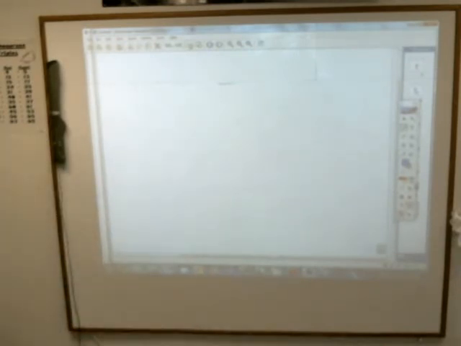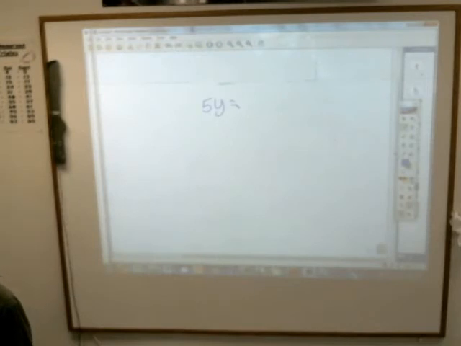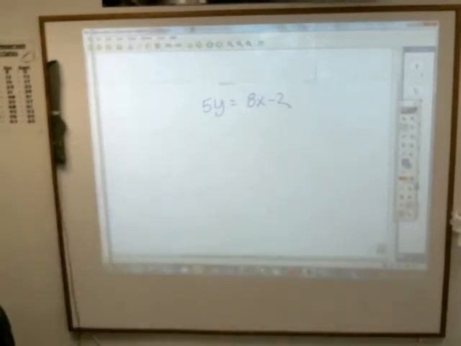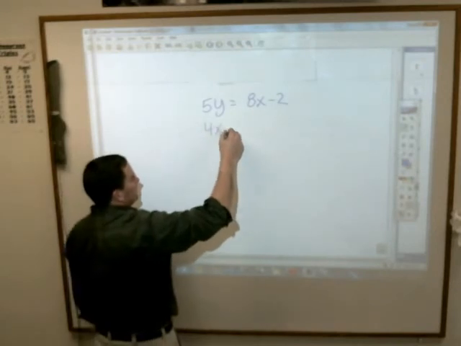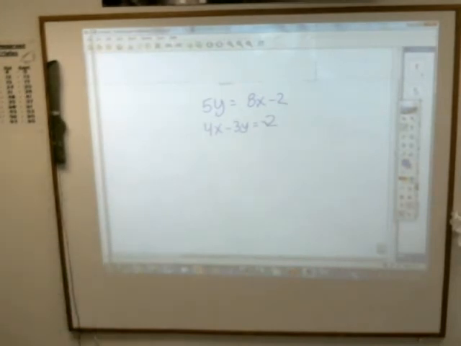How about this one? Here's probably the best one to write down. If you haven't focused till now, focus on this one. 5y equals 8x minus 2, and 4x minus 3y equals negative 2. Did I write that down the right way? Look at it here. Oh no. Oh well. I guess we jumped right into a hard one here, sorry.